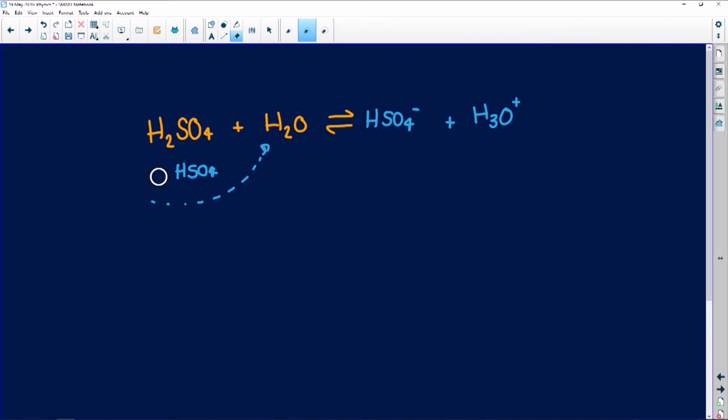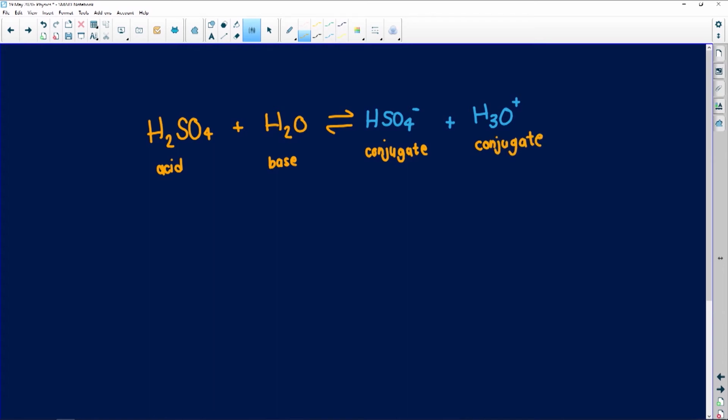Just going to remove this and I'm going to show you how we now identify what's going on. Let's identify what we're working with. This is an acid. This is a base. Now we know everything on this side will then have to be a conjugate. So I always tell my children, write out everything like this. Conjugate, and then you're going to fill up what everything is. Conjugate. Now, what did we say happened?